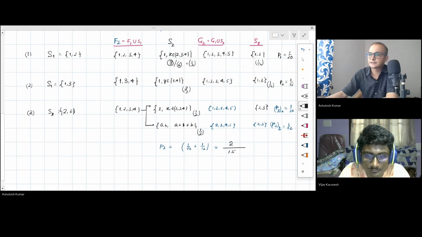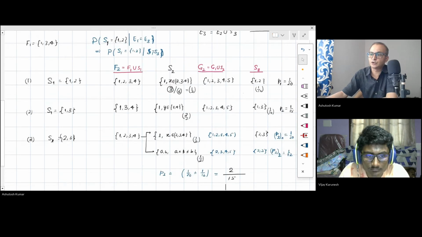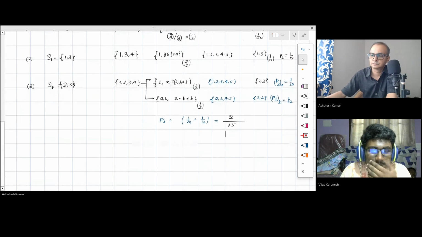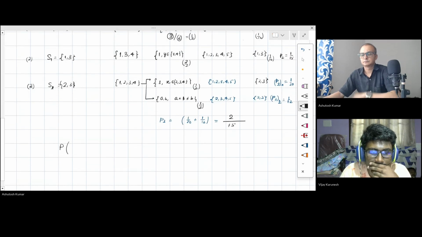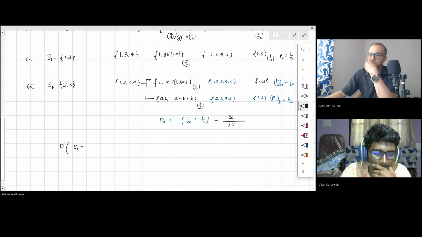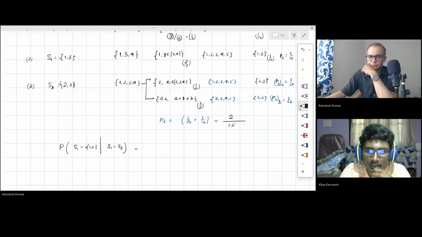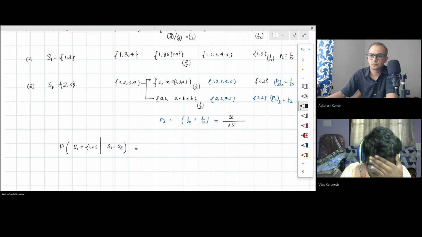Now, what do I have to find? The question again was the same. What do I have to find out? The probability of S1 being 1, 2, given that S1 is equal to S3. So this 1 by 20 divided by the whole probability. Exactly, very good. Now you understood.